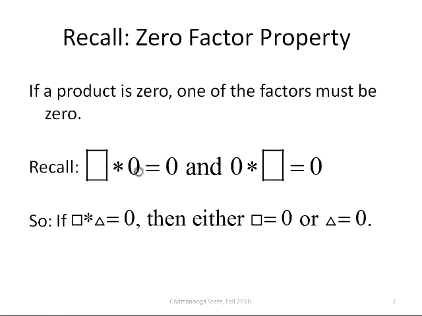So, if you have something times 0 equals 0, or 0 times something equals 0, that's the only way you're going to get a product of 0. So when we have an equation that's written as something times something equals 0, then we know either this is 0 or this is 0. And we use that to solve equations.